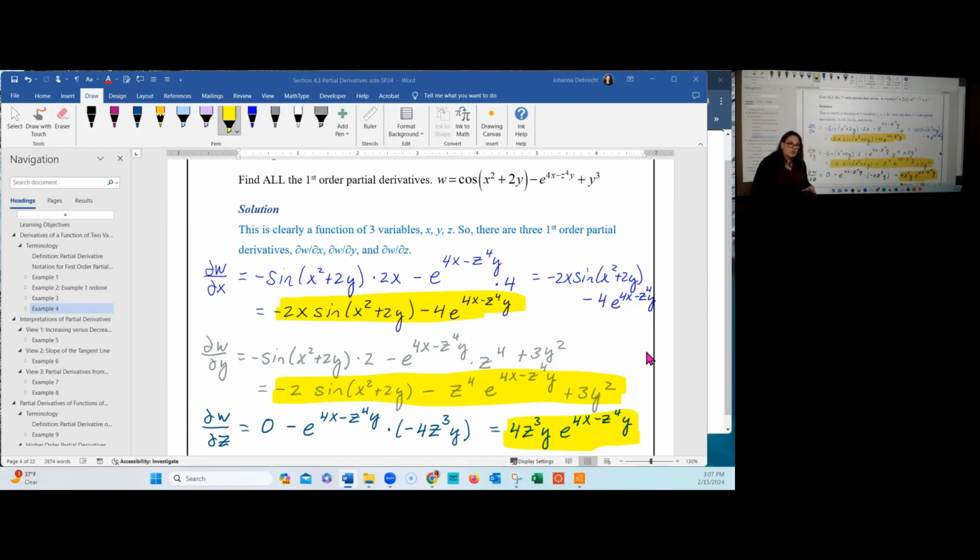When I take the partial with respect to z, it considers both x and y to be constants. Notice that the original trig function cosine depends only on x and y. In that case, z considers the whole thing to just be a constant, and the derivative of a constant is just going to be 0. The exponential depends on z, so you take the derivative of that, but the third term does not depend on z, so you ignore that.